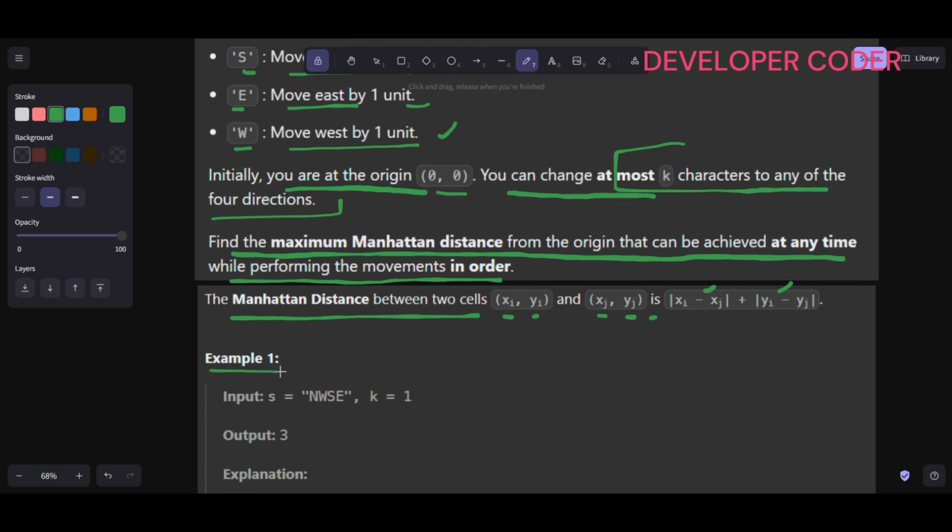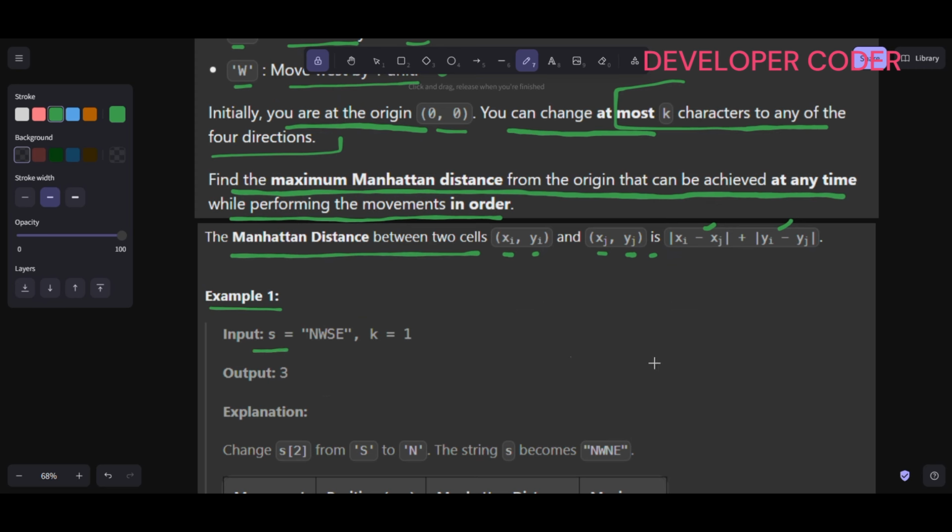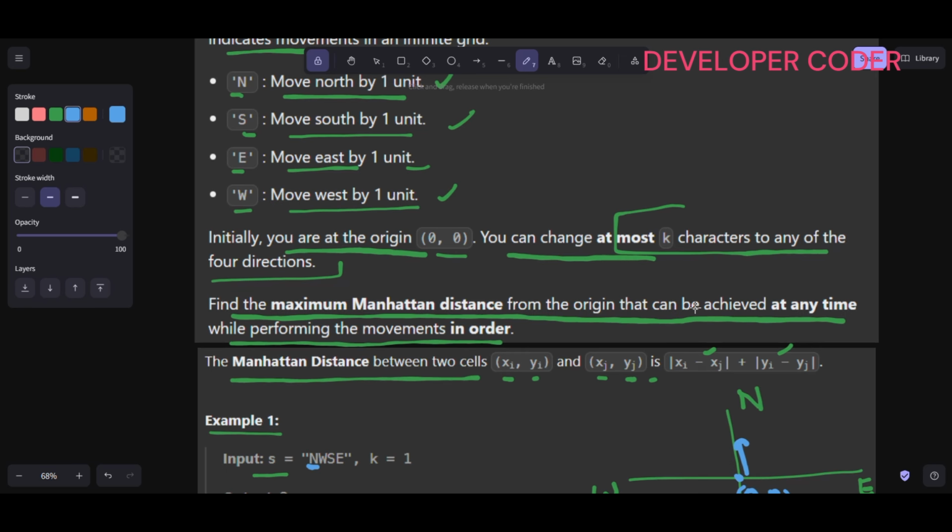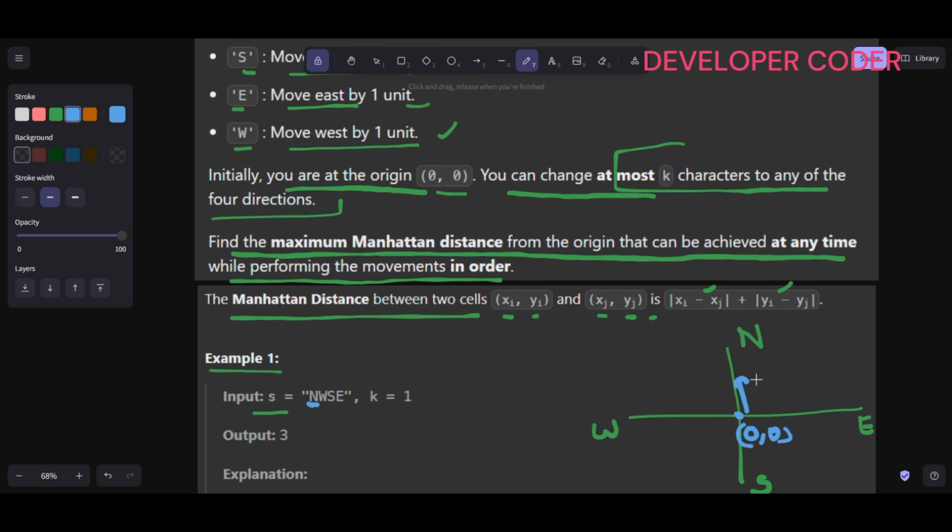Okay, so see this example number one. Input string is like this. If I just draw the directions, this is nothing but your north, south, east, and west. Now in this example number one, first we are moving north. We are starting from the origin, that is 0, 0. Initially you are at origin. Now if I move up, my y value is increasing. So x value is going to remain 0 and y value is going to become 1.